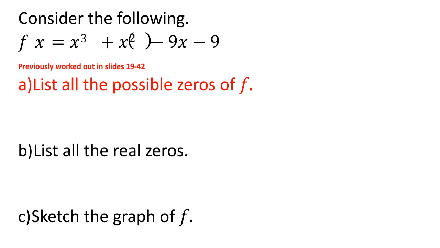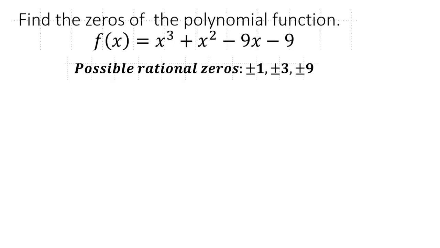Okay, now we have another example. So consider the following: x to the third power plus x squared minus 9x minus 9. So list all the possible zeros of f. So to list all the possible zeros, again, we do the test. So we write the factors of the constant term over the factors of the leading coefficient. Okay. So here my possible rational zeros are plus or minus 1, 3, and 9.